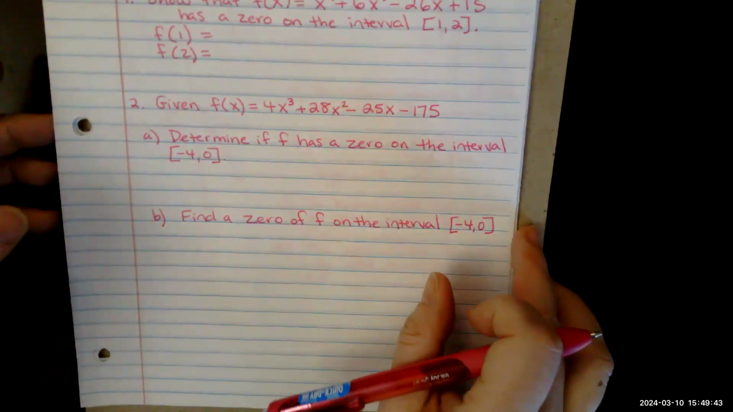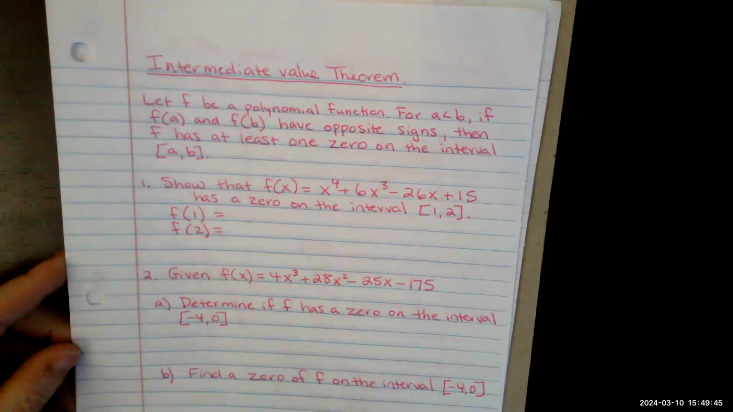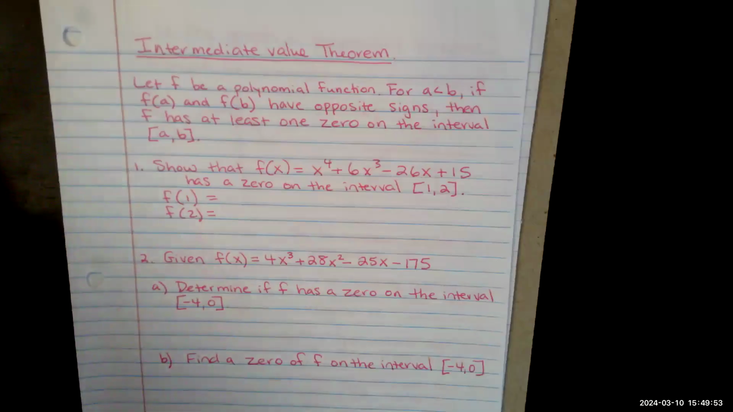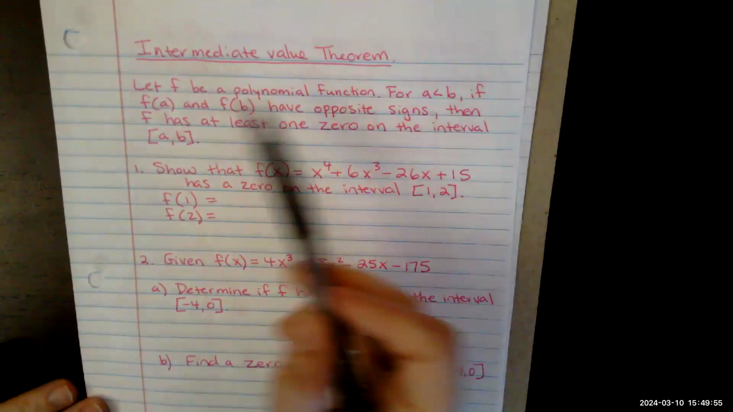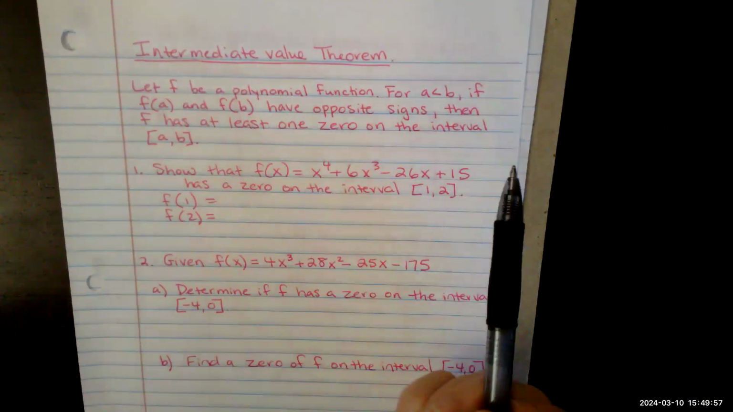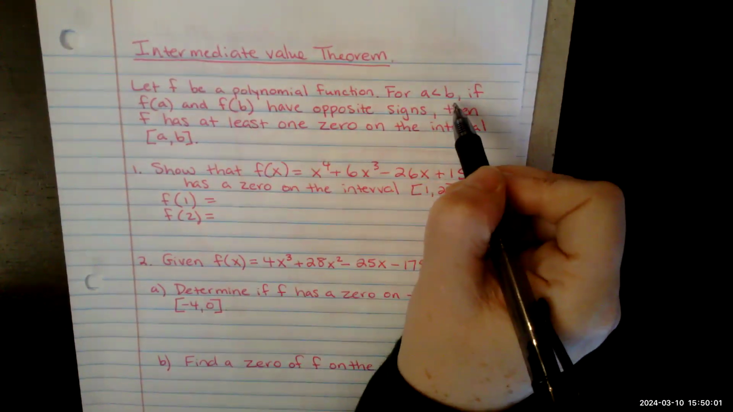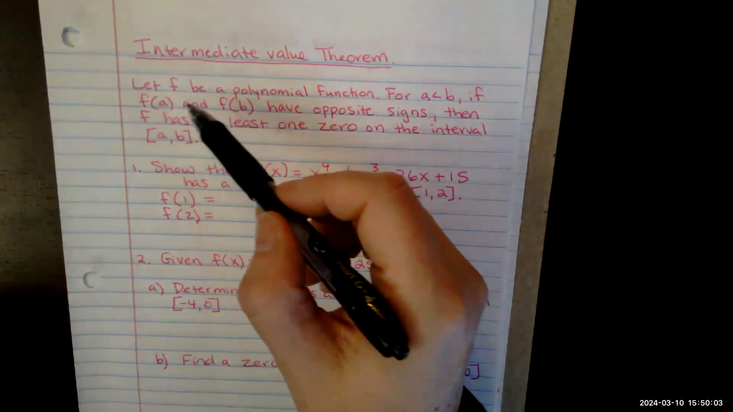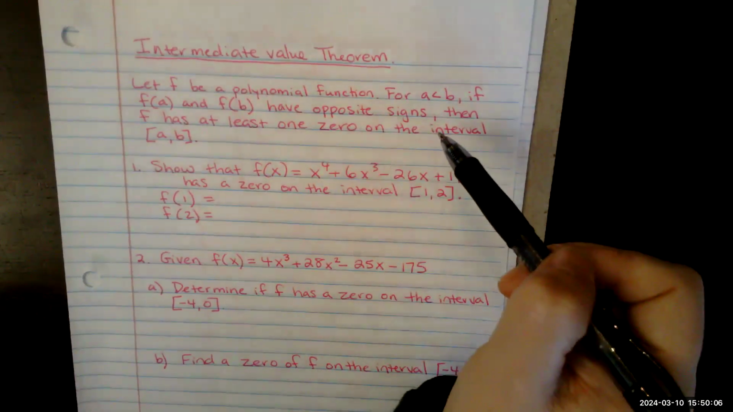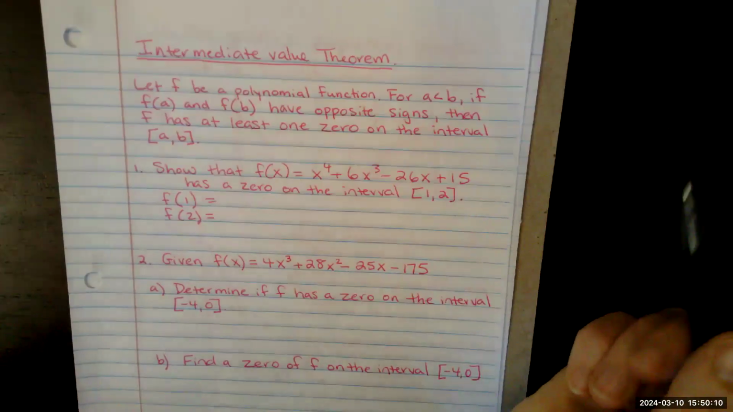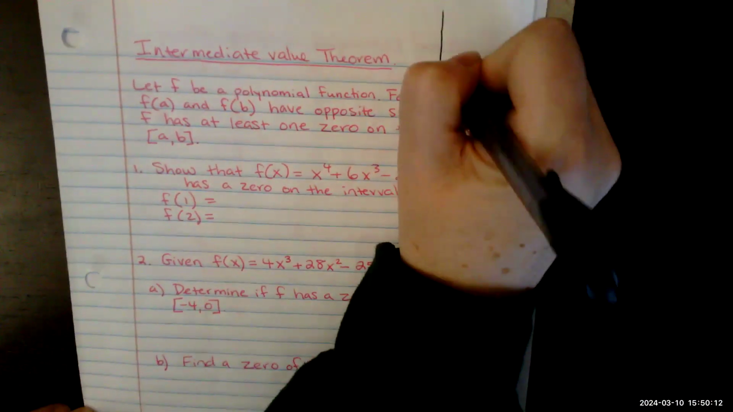Okay, so that was end behavior. Now we have a new theorem. It's called the intermediate value theorem. It sounds super fancy, but it's really not that complicated once you get the hang of it. So here's how it's written. Let f be a polynomial function for a less than b. If f of a and f of b have opposite signs, then f has at least one 0 on the interval a to b. So what in the world does all that mean?